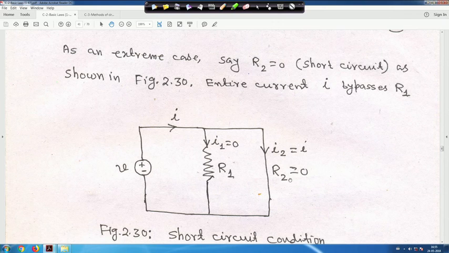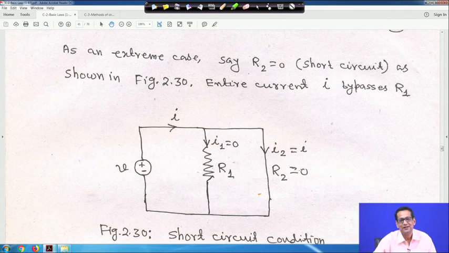So, in this circuit we have made R2 short circuit. So, R2 is equal to 0. You can make R1 short circuit also, so that all current will pass through this only. That means it will totally bypass R1. So all the current will flow, I2 actually will be equal to I.